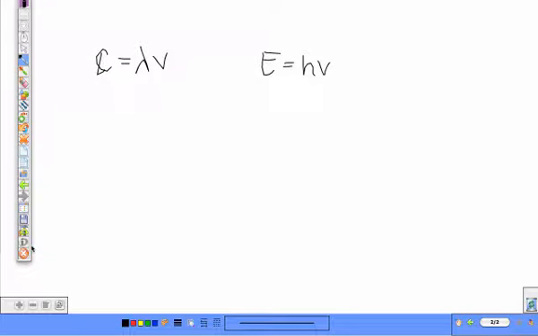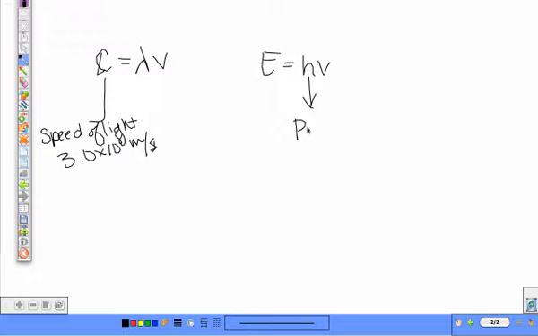I will give you the constants. I'll say the speed of light is 3 times 10 to the 8th, and Planck's constant is 6.626 times 10 to the negative 34th. So this is the speed of light, which is 3 times 10 to the 8th meters per second. And h is Planck's constant.